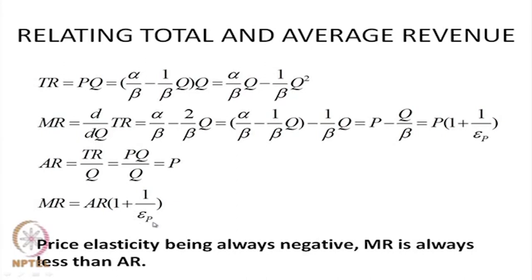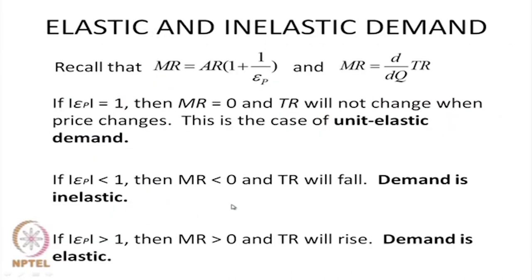And as I told you, epsilon P is always negative, and therefore, MR is less than AR, because it is AR multiplication 1 minus something. So, it is AR minus AR into something. So, it is always less than AR. Now, use this relationship further and let us analyze what happens when epsilon P takes different values.